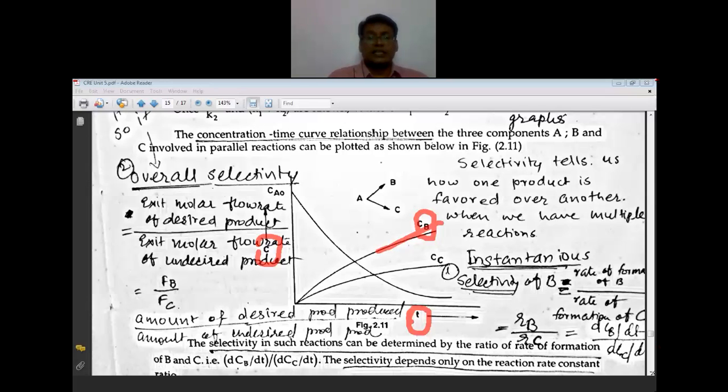Now the selectivity in such reactions can be determined from the ratio of the rate of formation of B and C. On the question of selectivity, we already talked about overall selectivity and instantaneous selectivity. Instantaneous selectivity is related to the rate terms, the rate of formation of B to the rate of formation of C, and overall selectivity is the exit molar flow rate, or the number of moles at the end of a reaction, for the desired product B to the undesired product C.